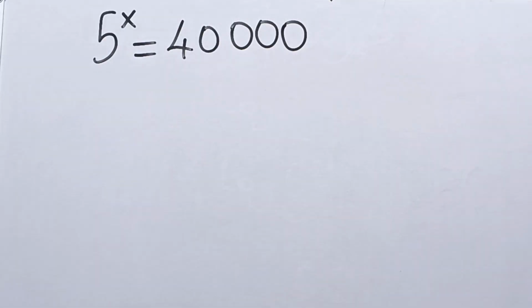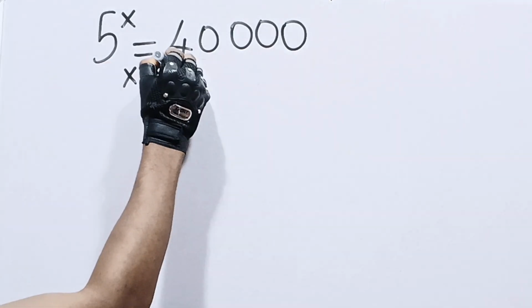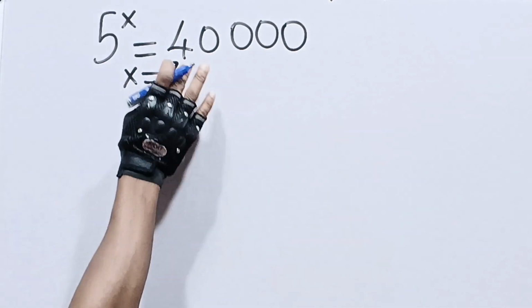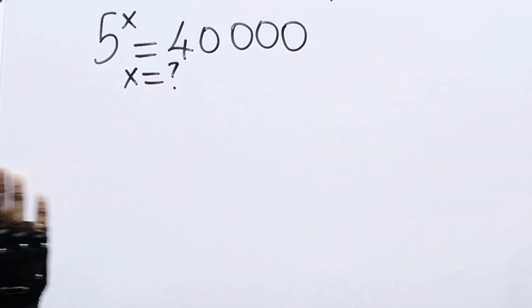Let's solve this Olympiad equation together. It says 5 raised to the power x is equal to 40,000. We are required to solve for x in this equation. Okay. Now, first thing to say here is that this number looks very large, but I'm going to show you guys very easy steps to this in less than 10 seconds.